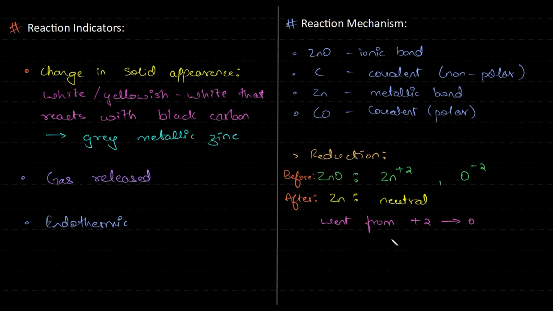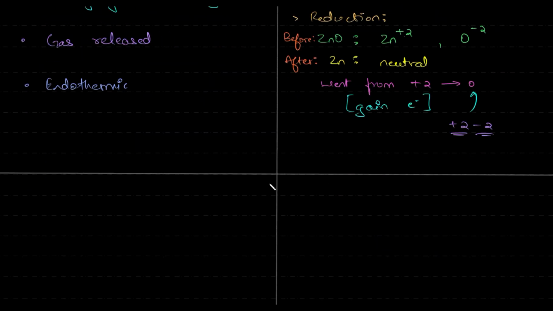So basically, how can this happen? It has to gain electrons for this to happen. Plus 2 means what? It has positive charge, means it has 2 fewer electrons. It went to 0 means what? Plus 2 and minus 2 will give us 0, is it not? What does minus 2 mean? This is loss of electron, this is gain of electron. So basically from plus 2, by gaining 2 electrons, it became neutral. And that's why this is reduced. Gaining electron means reduced, is it not?